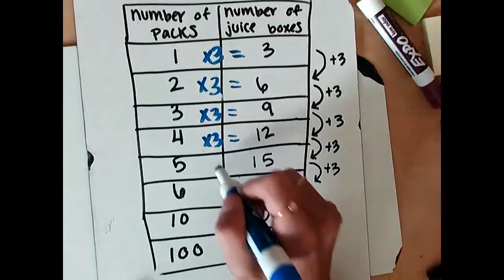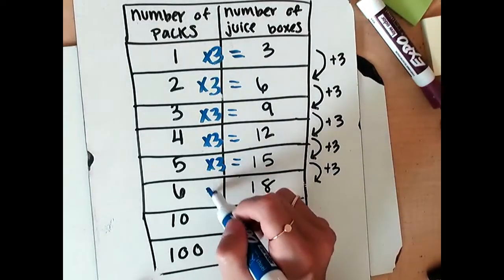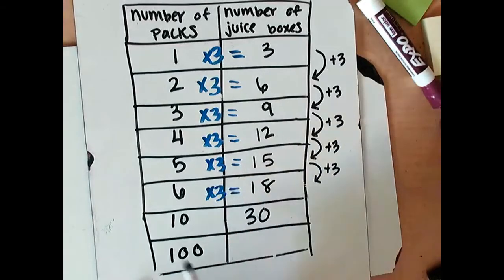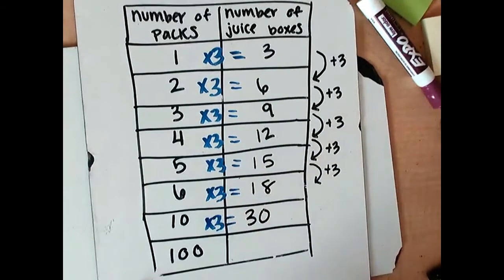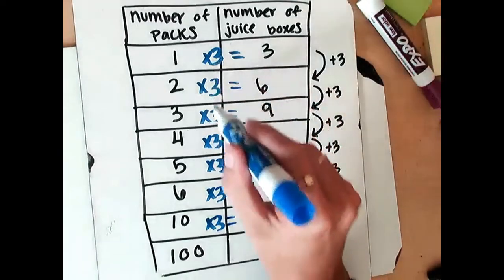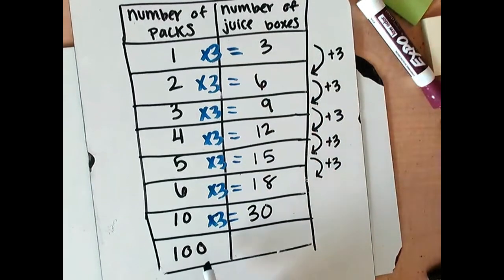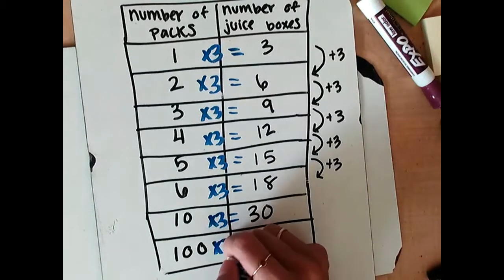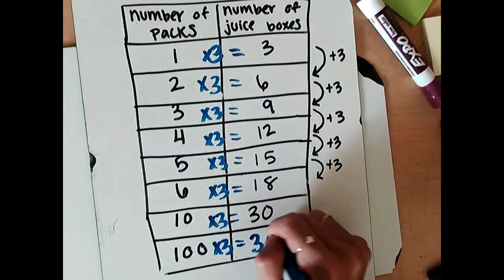4 times 3 is 12. 5 times 3 is 15. Oh my goodness. 18. Even for 10 times 3, does that one work too? So if we know that all of these can be multiplied by 3, instead of making all of those 100 boxes and 100 packs to find out how many juice boxes, what if I just multiplied 100 times 3? And that would give me 300.